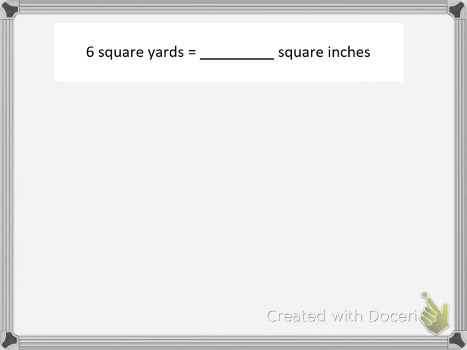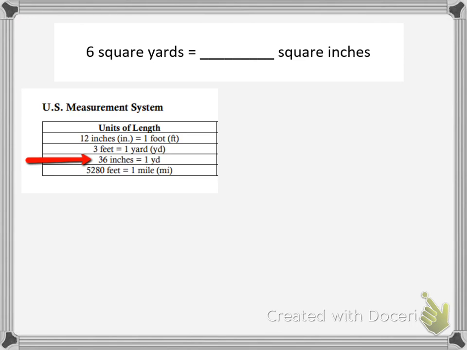In this problem, we are trying to convert a measurement of 6 square yards to square inches. So we need to figure out if we have an area of 6 square yards, how much would that be in square inches? So one of the first things we need is our conversion factor. So we can see that 36 inches is equal to 1 yard.